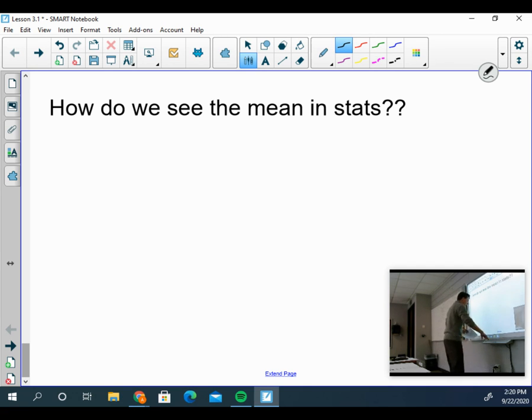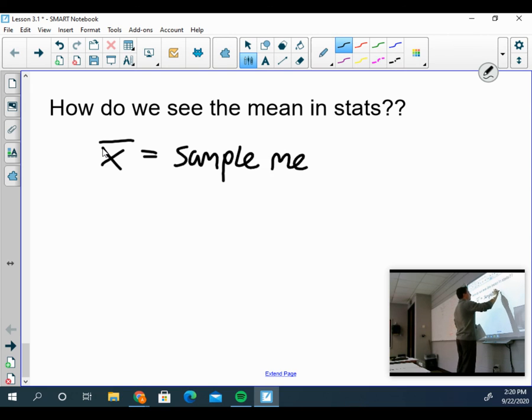So how do we see the mean in stats? Well, we see 2 types. You're going to use the symbol with the X with the line over it for talking about the sample mean. Again, it's exactly what it sounds like. When we calculate the mean of a sample, we're going to use the symbol called X bar. Why is it called X bar? Because it's X with a bar over it.